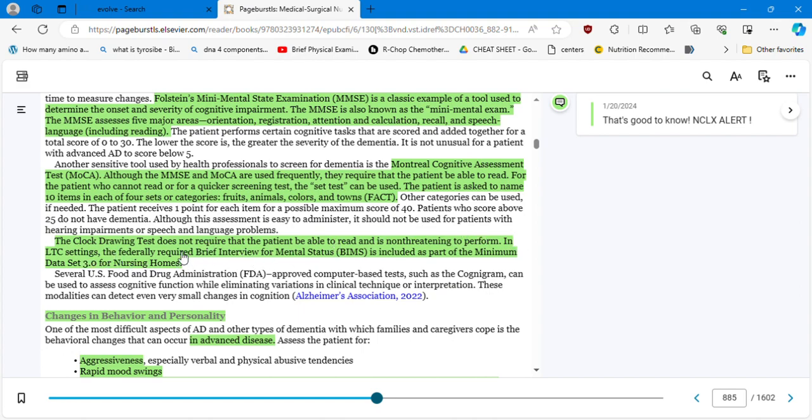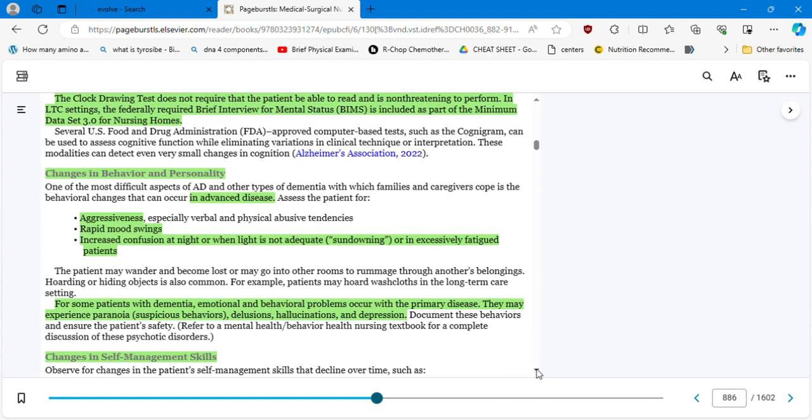So in LTC settings, long-term care facilities, the federally required brief interview for mental status is included as part of the minimum data set for nursing homes. Now we are going to assess the change in behavior and personality. If they become aggressive, have rapid mood swings, increased confusion at night or when the light is not adequate, sundowning, or are excessively fatigued, right?